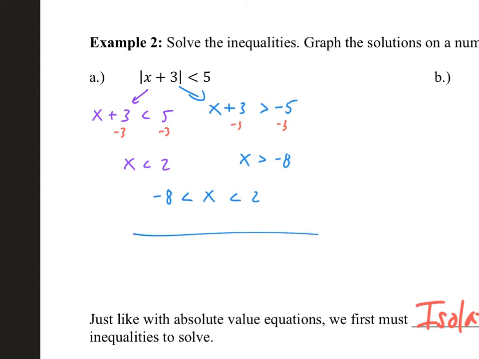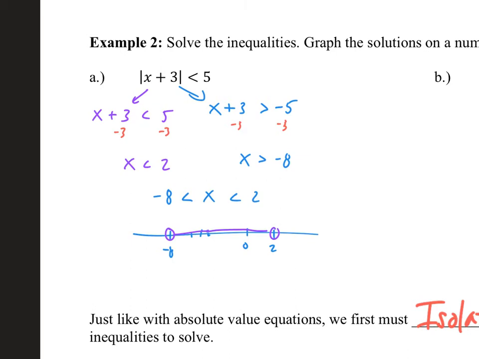If you needed to graph it, don't worry about doing a whole bunch of lines between that. It's not a big deal. Just sketch it out real quick. 0 would be there-ish. We'd have an open circle. x is bigger than negative 8, so it would be this way, right? X is less than 2, so it would be this way.